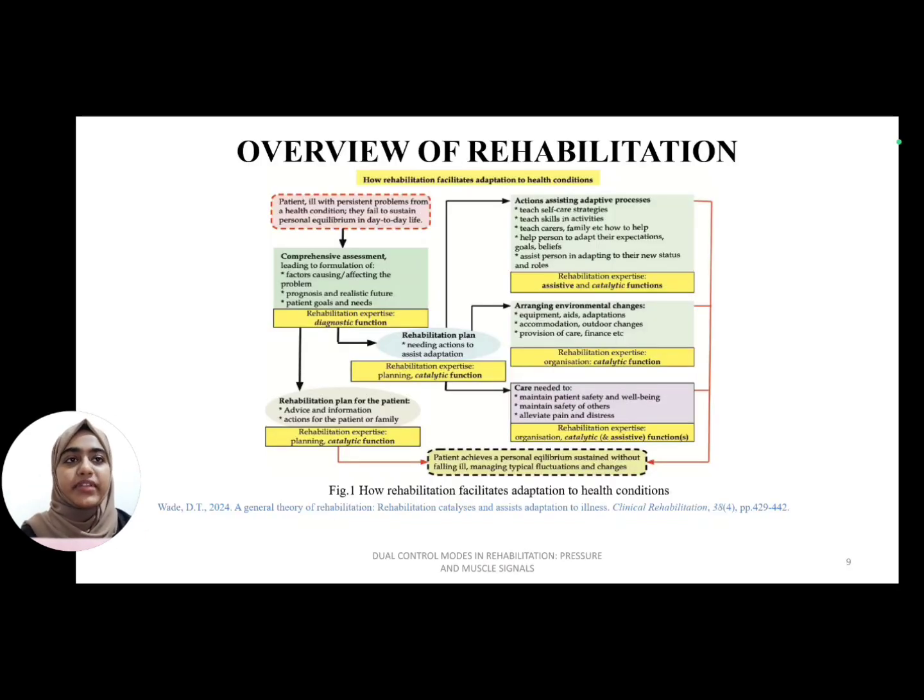So this is an overview of rehabilitation. It shows how rehabilitation facilitates adaptation to a health condition. When a patient falls ill with persistent problems from a health condition, they fail to sustain personal equilibrium in day-to-day life. This is the time when they approach a rehabilitation specialist or a therapist. The therapist provides a rehabilitation plan and advises the patient to follow it. After doing this rehabilitation plan with needed actions to assess the adaptation, the patient achieves a personal equilibrium sustained without falling ill, managing typical fluctuations and changes.